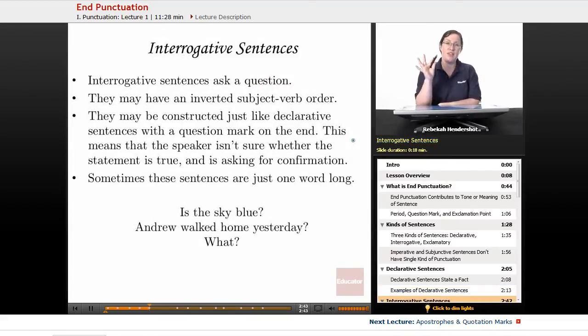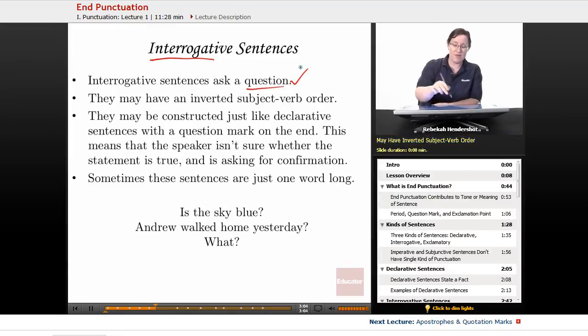Alright, then we have interrogative sentences. Now you might notice from the name, it kind of looks like the English word interrogate, which means to ask someone lots and lots of questions, possibly in an aggressive manner. Well, as a matter of fact, interrogative sentences are what you use to ask people questions. Interrogative sentences ask a question. That's what they're for. They may have an inverted subject-verb order, so they may put the verb before the subject, unlike a normal declarative sentence in English.